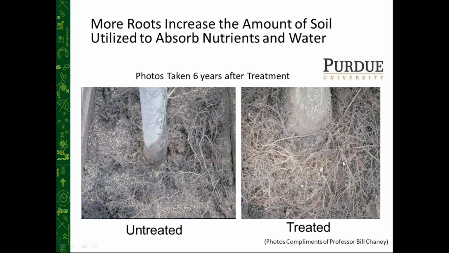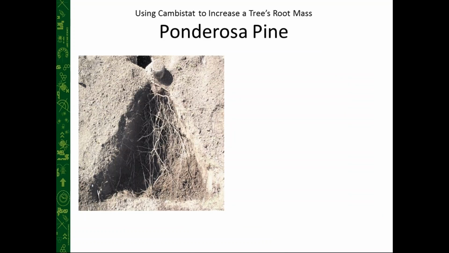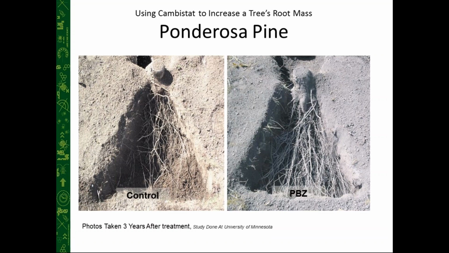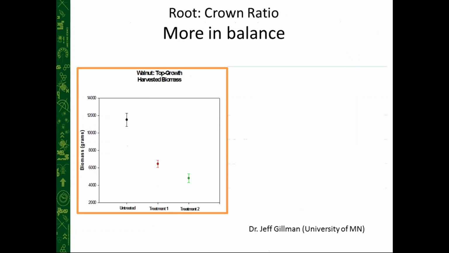Here is our untreated on the left. These are street trees in planter boxes. Untreated here on the left versus treated on the right. Again, you can really see the difference in that absorptive root growth. Across different species, this is a pine species, a ponderosa pine. Again, you can see the difference in our absorptive root growth, our untreated versus our treated. This was done at the University of Minnesota. This is sugar maple. You can see the amount of extension here and the amount of mass difference when we look at our untreated versus our treated.